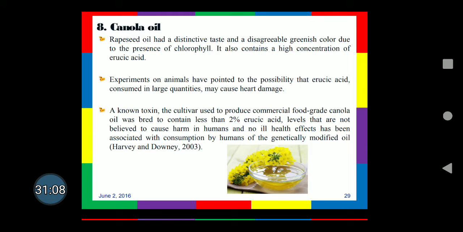A known toxin, the cultivar used to produce the commercial food grade canola was bred to contain only a small percent of erucic acid. The levels are not believed to cause harm in humans, and no ill health effect has been associated with the human consumption of this genetically modified oil.